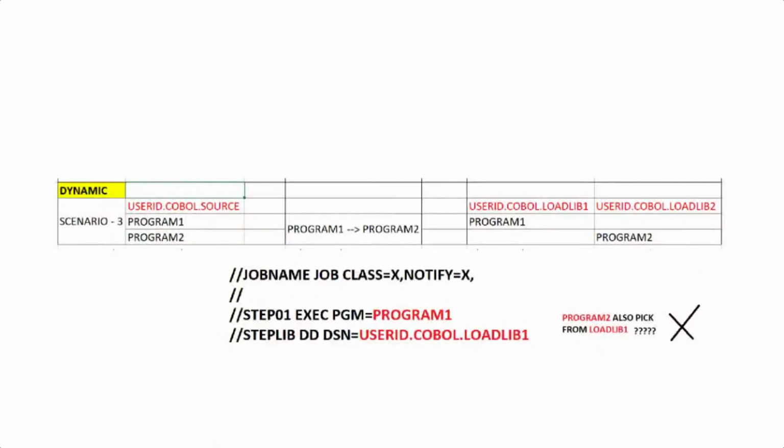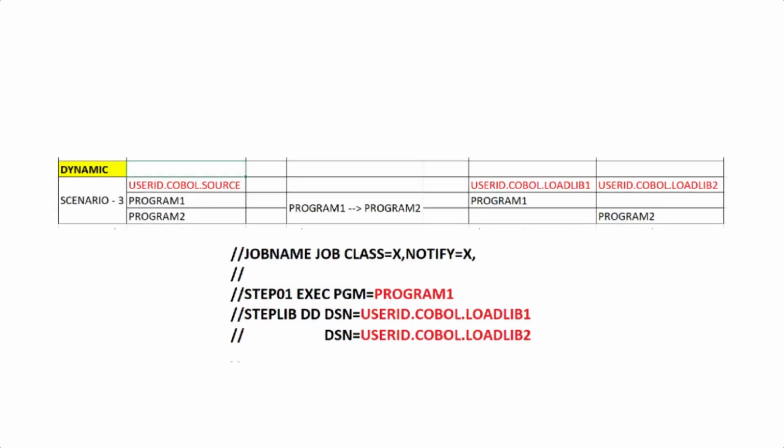The next scenario: two programs compiled and generated load modules into different load libraries. Here we cannot give a single steplib, because only program 1 will be found in load library 1. When program 2 gets called, it will not be found in load library 1. The solution is that we should give the sequence order. That's all. Thank you for training scenarios.